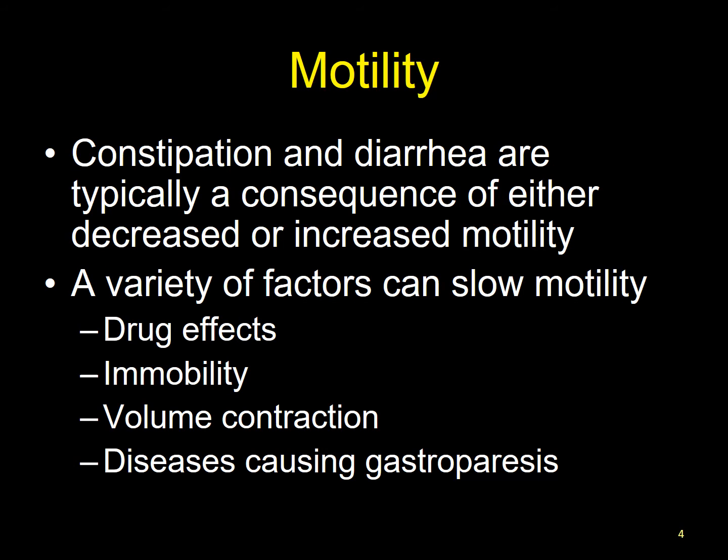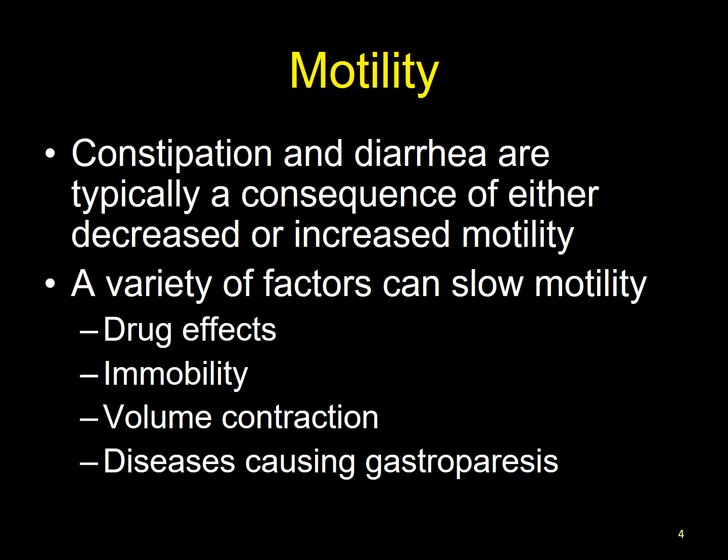Constipation and diarrhea are typically a consequence of either decreased or increased motility. The gut is moving too slow or the gut is moving too fast. And lots of different things can affect this. So the next bullet point says a variety of factors can slow motility, and that's very true. Drug effects. There are lots of drugs that slow down GI motility. Some of them we do on purpose, like when you have diarrhea, we will purposely give the patient a drug to slow motility, slow things down, allow them to absorb that water. But then there are other drugs where an unintended effect is a slowing of motility.